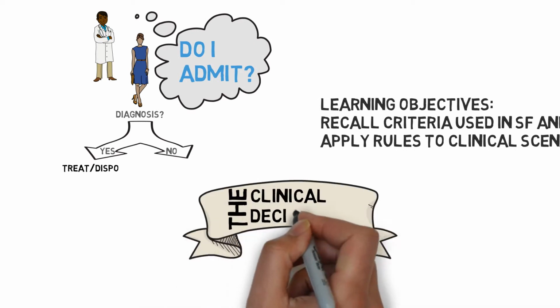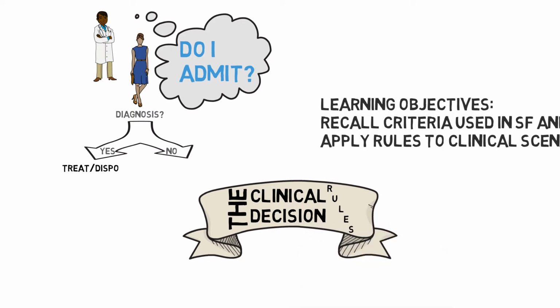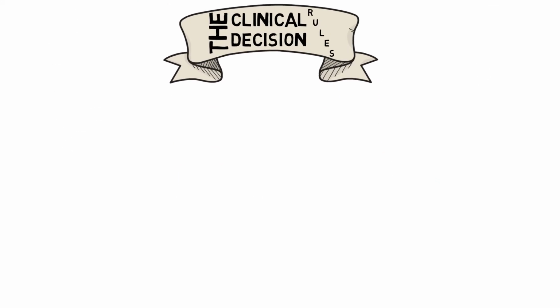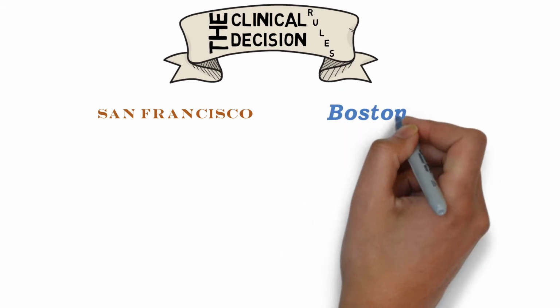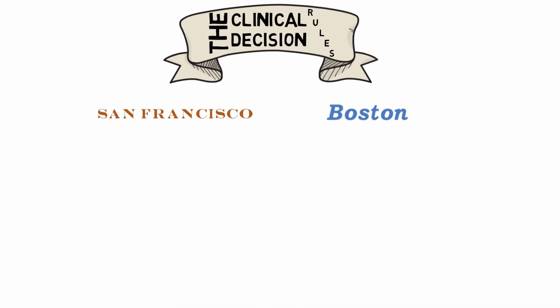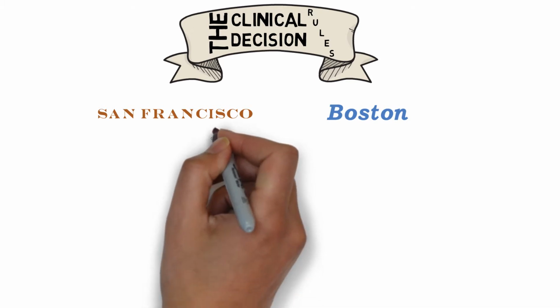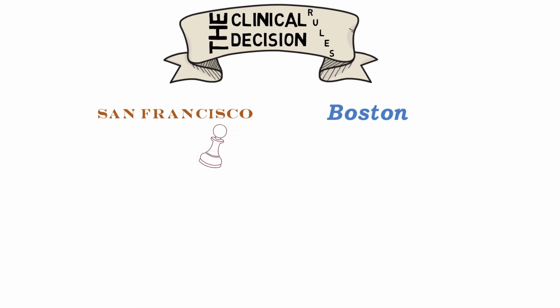There are two rules that you should know about as a rotator in the ED, the San Francisco rule and the Boston rule, named for the respective cities where they were developed. Let's talk about San Francisco first. The San Francisco rule has 5 criteria that you can remember using the mnemonic CHESS.